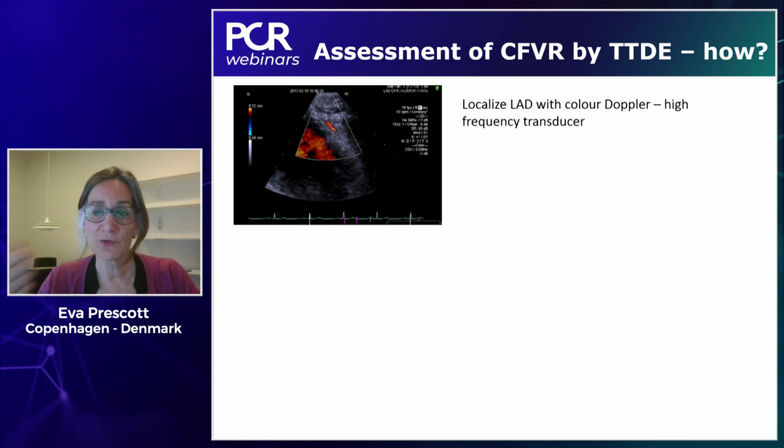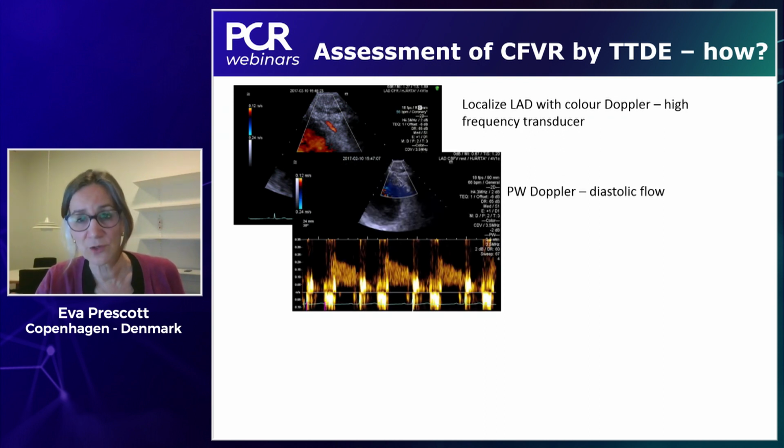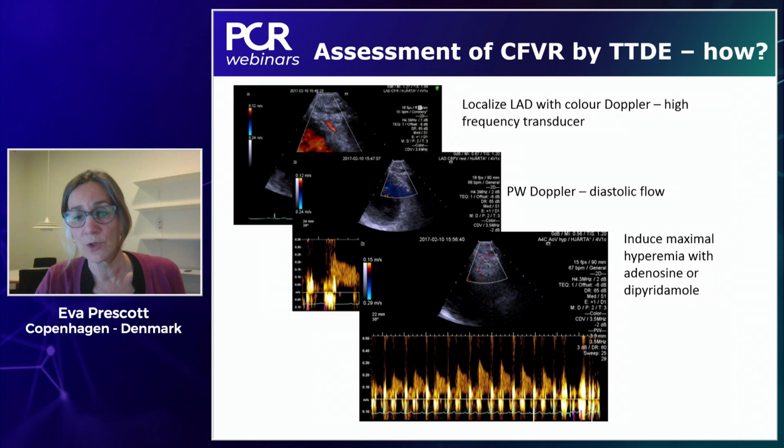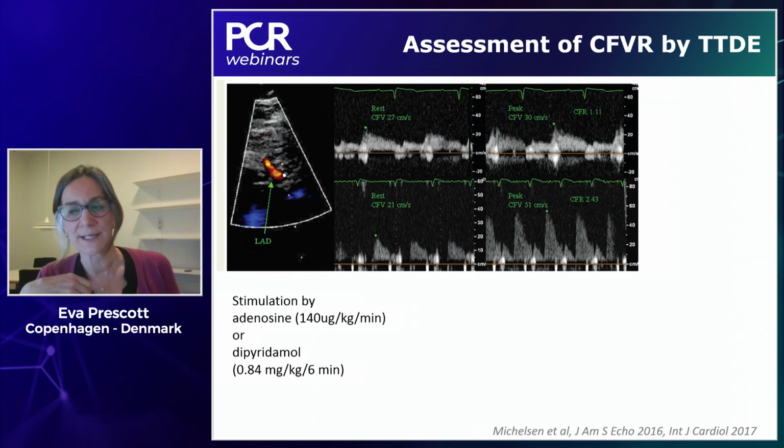What you have to do is localize the LAD with color Doppler with a high frequency transducer. And there you have it. Then you find the diastolic flow with a PW Doppler. You get a nice flow, as you see on this slide. Then you start your infusion of adenosine or dipyridamole, and you induce the maximal hyperemia, and you see how the flow increases. So this is a beautiful, high-quality image you have there. It doesn't always look like that.